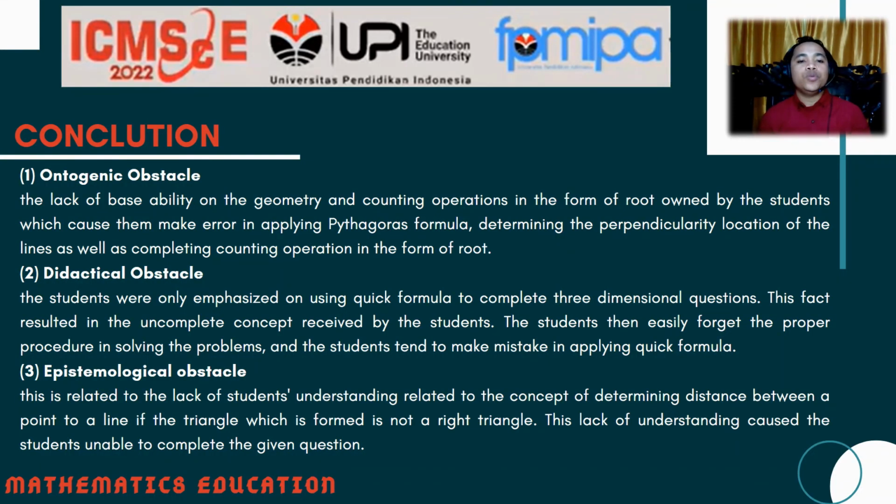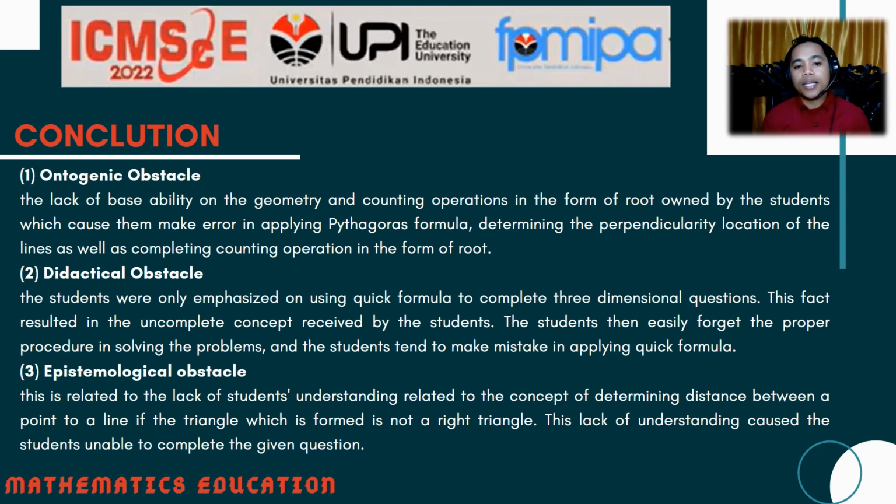Okay, we move to conclusion. First, ontogenic obstacle. The lack of base ability in geometry and counting operations in the form of roots, which the students have, caused them to make errors in applying Pythagoras formula, determining the perpendicularity location of the lines, as well as completing counting operations in the form of roots.